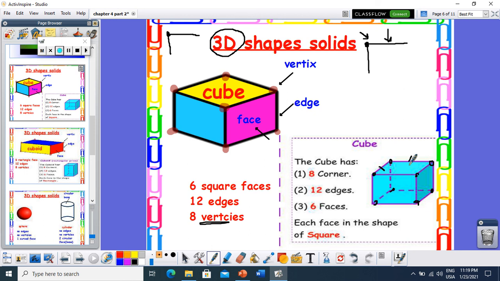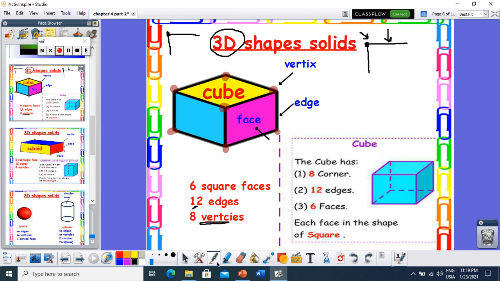Now, how many edges do we have on the cube? 1, 2, 3, 4. Edge means straight line. So here I have 4 up and 5, 6, 7, 8 and 4 down. So the total number now is 8. Let's count. 9, 10, 11, 12. So I have 12 edges. Edges mean straight lines on the 3D shapes.